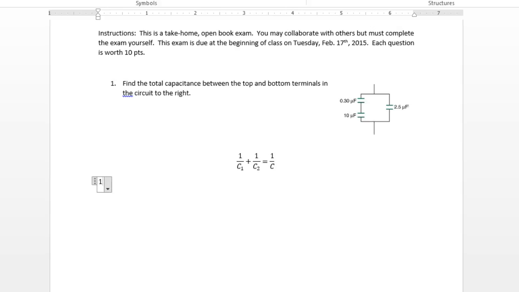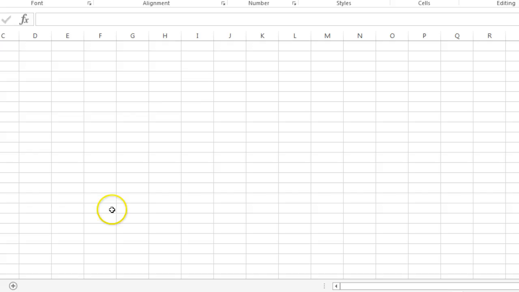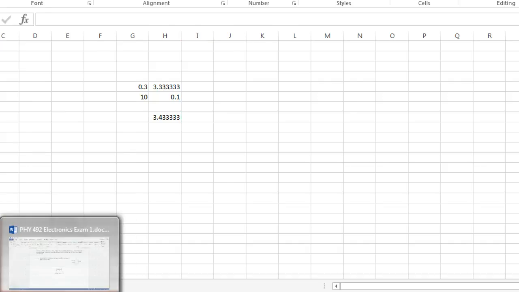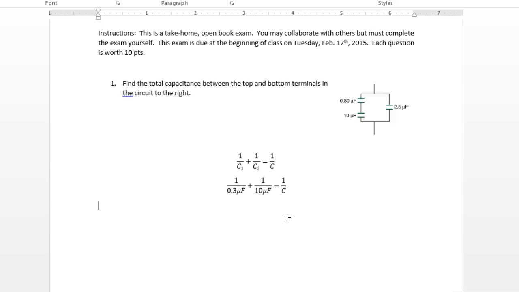So what we're looking at is 1 over 0.3 microfarads plus 1 over 10 microfarads equals 1 over the capacitance we're after, right? So I'm going to pop over to Excel. We've got 0.3 microfarads, we've got 10 microfarads, and 1 over 3.3 microfarads, 1 over 10 microfarads. Now we have to add that up, right? And then that is 3.433, right? Is 1 over the capacitance of that side.